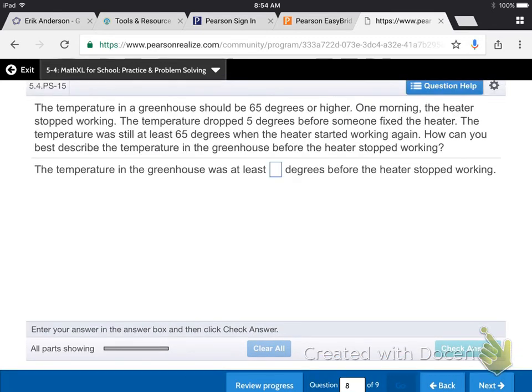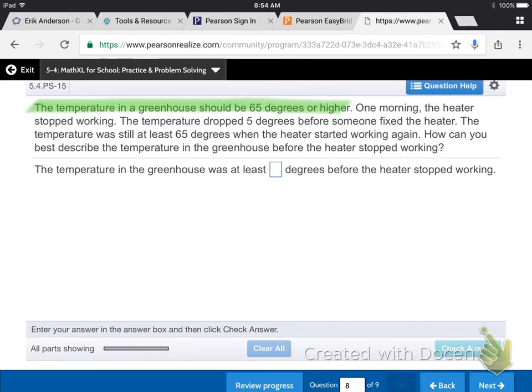We're getting down toward the end. Let's read one of these last problems. Question 8 says the temperature in a greenhouse should be 65 degrees or higher. So at least 65. One morning the heater stopped working. The temperature dropped 5 degrees before someone fixed the heater. The temperature was still at least 65 when the heater started working again. How can you best describe the temperature in the greenhouse before the heater stopped working? So the temperature in the greenhouse was at least, of course, what would we say?